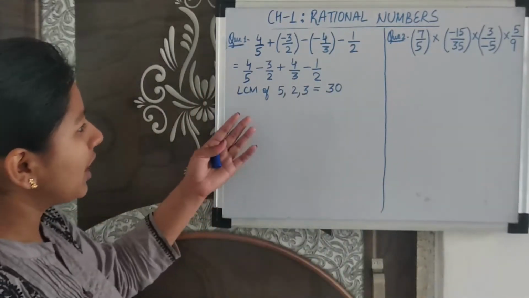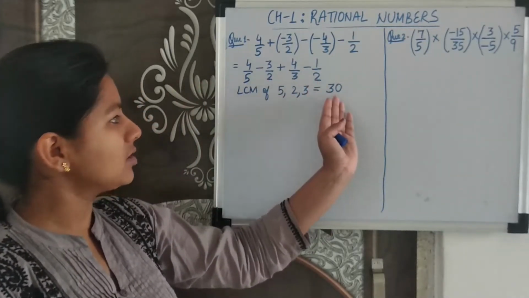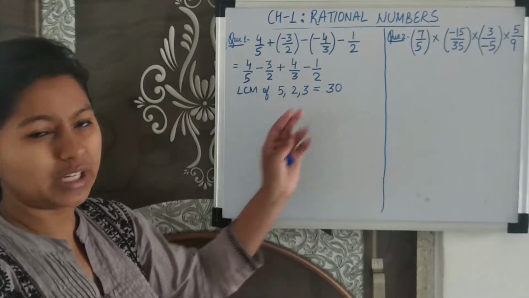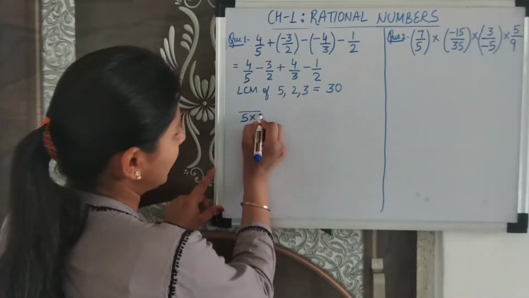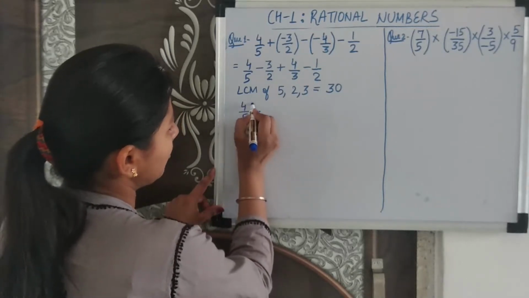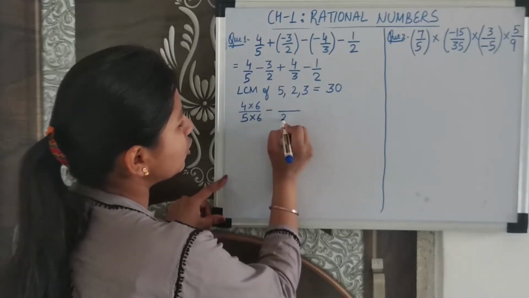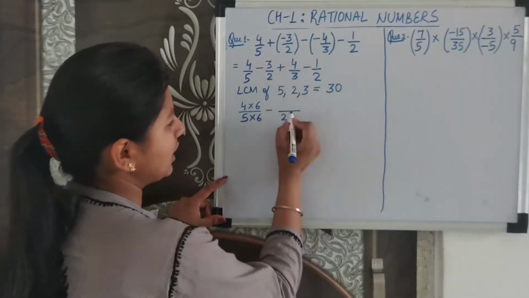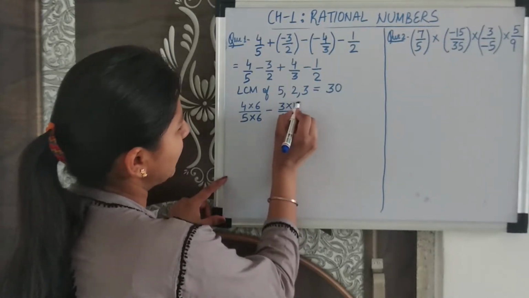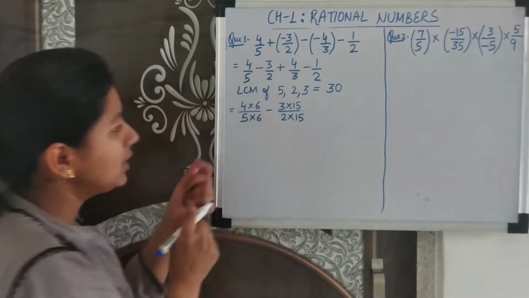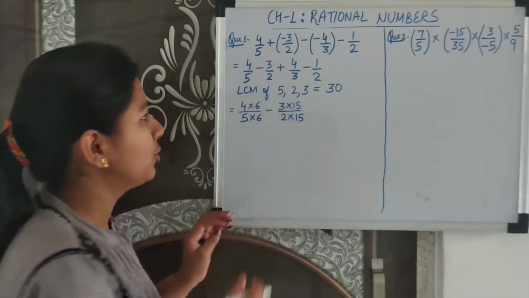Okay, now next we have to convert all these numbers by making the denominator 30. Now to make 5 into 30, I will multiply it by 6. The same 4 should also be multiplied by 6. For converting 2 to 30, I will multiply this by 15. So this should also be multiplied by 15. Whatever changes we make to the denominator, the same changes will be made to the numerator also.